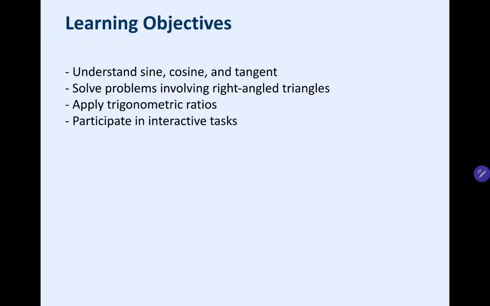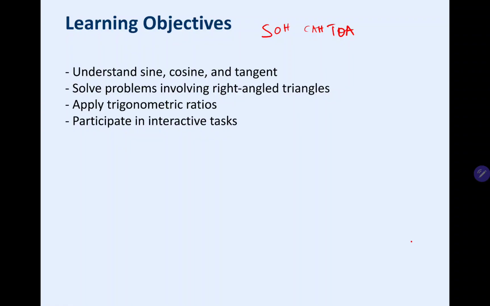I believe you must have heard of the term trigonometry. Trigonometry is a branch of mathematics that deals with the relationship between the sides of a triangle with its angles.